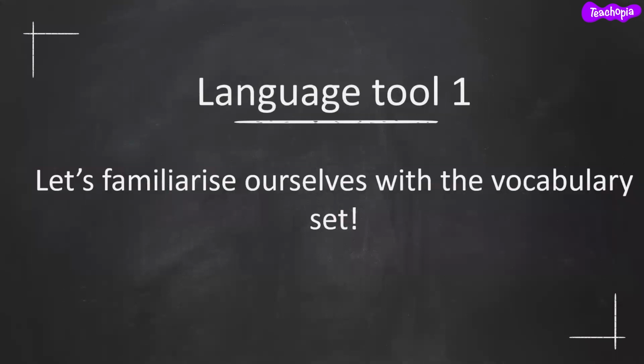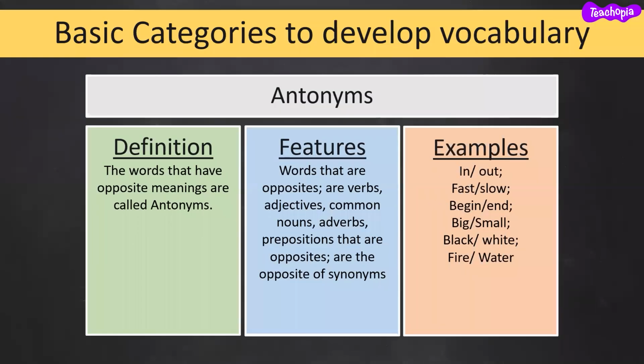Now with antonyms as a topic, let us develop a vocabulary set. If you look at the definition category for antonyms, the definition is: the words that have opposite meanings are called antonyms. And the features category has words that are opposites, are verbs, adjectives, common nouns, etc. And in the examples category we have in, out, fast, slow. This is a very extensive list, and the list can go on.